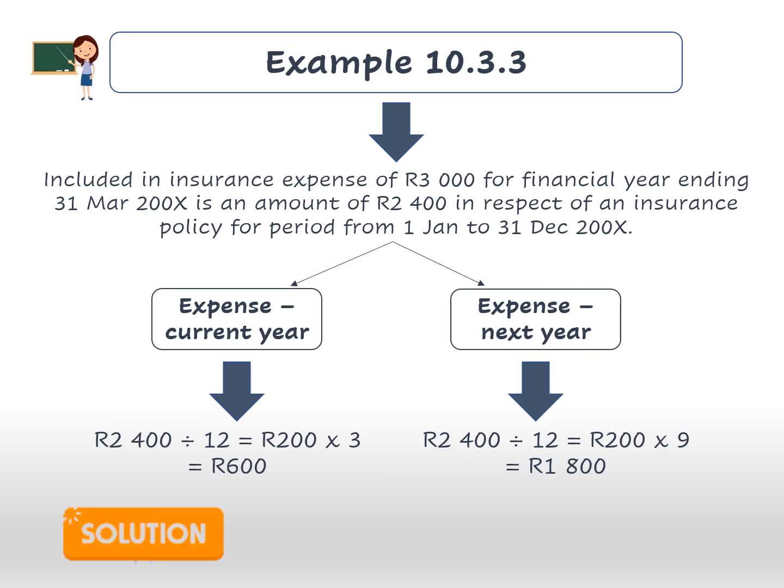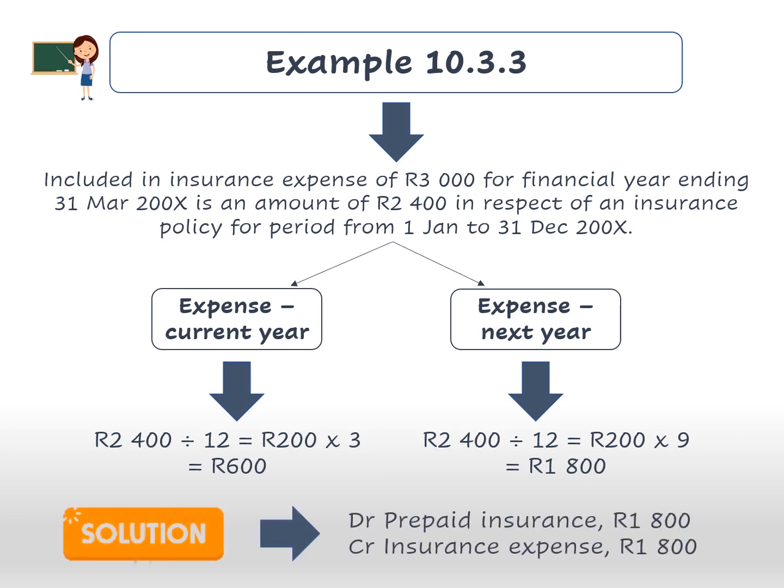And the solution to do that is then take it out of your insurance expense. So credit your insurance expense with that 1,800 Rand. Remember, expenses are usually debited. So to cancel that 1,800 Rand that has been debited to insurance, you need to credit insurance expense, 1,800, and then we go and put it away in a prepaid insurance account. So we debit prepaid insurance with the 1,800.